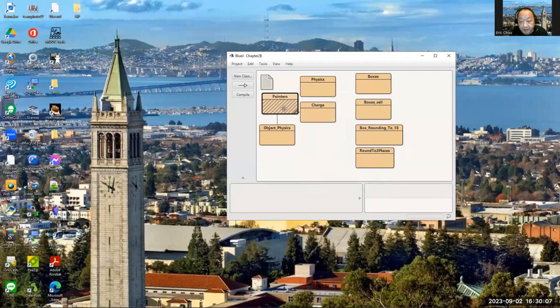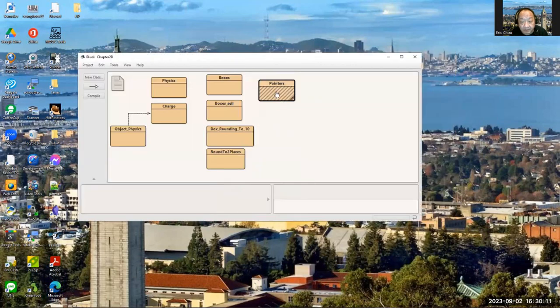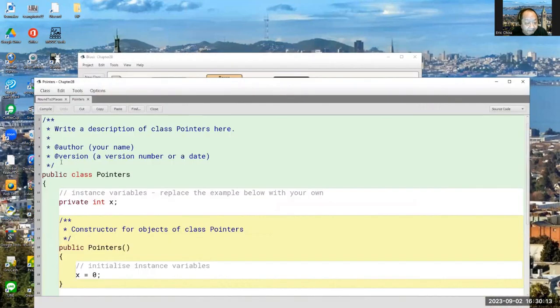Okay, let's look at pointers. This one, I think we also do it sometime in coding back.